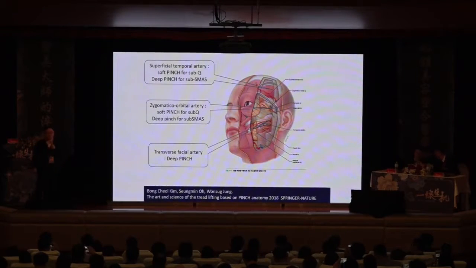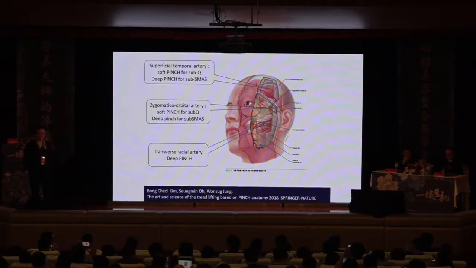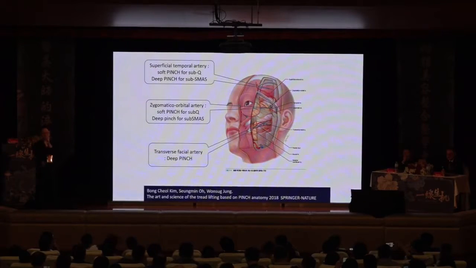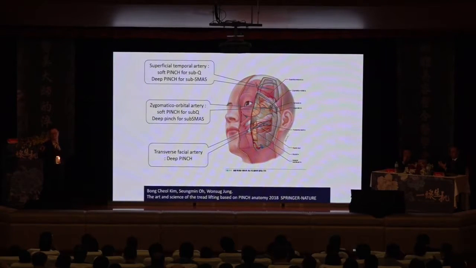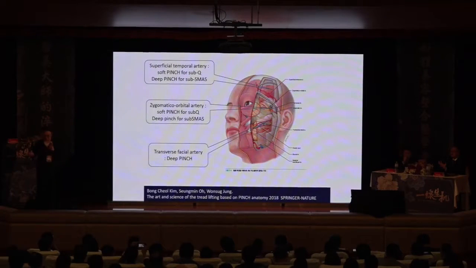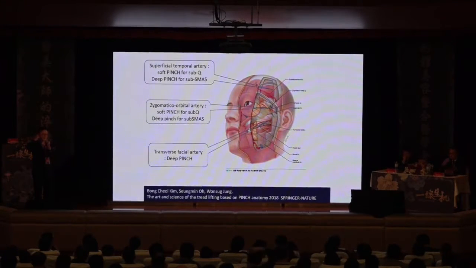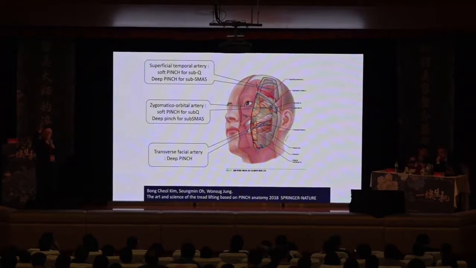So we can prevent vessel damage by various pinching techniques, but it is not absolute. As I told you, there are differences depending on the site and the patient's state. But be careful. When the bleeding is just in front of the tragus, a longitudinal protrusion means longitudinal damage of the superficial temporal artery. That is very important.